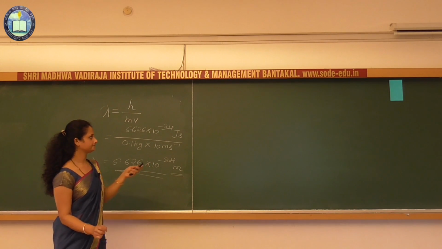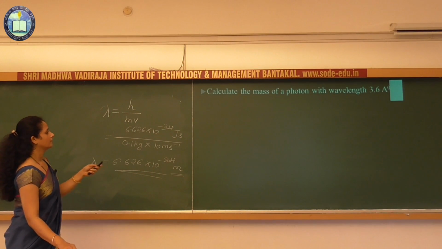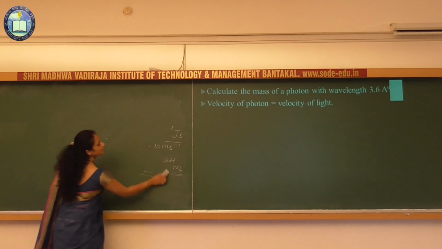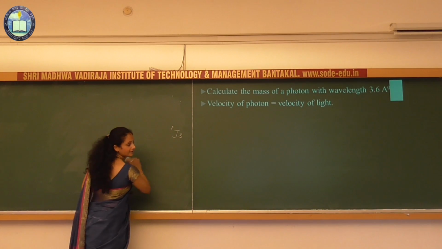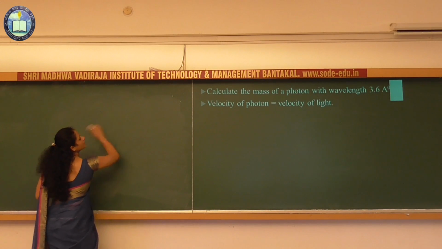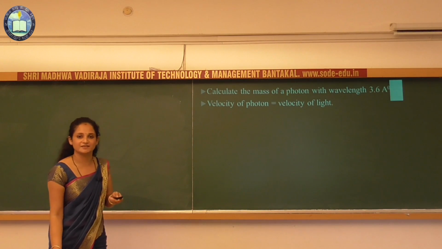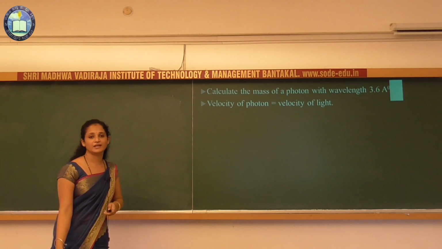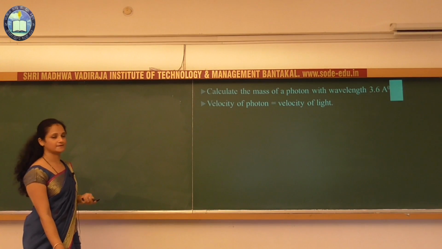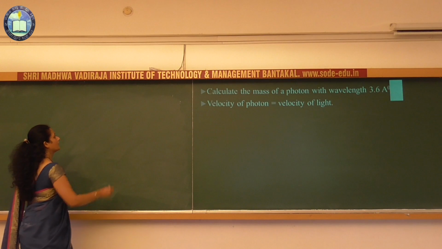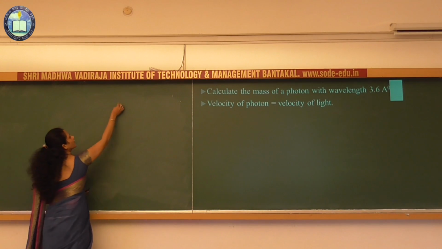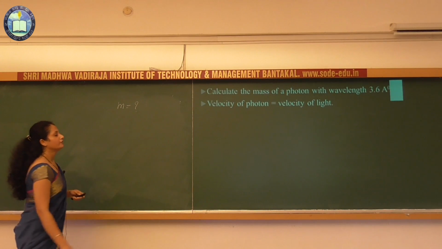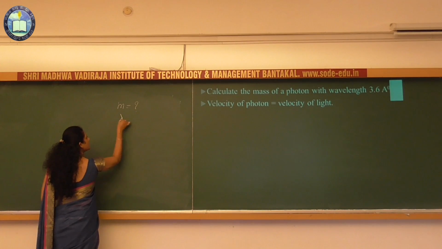Next problem. Calculate the mass of a photon with the wavelength 3.6 angstrom. You want to calculate the mass of a photon. M means how much? Where the wavelength was given here, lambda.